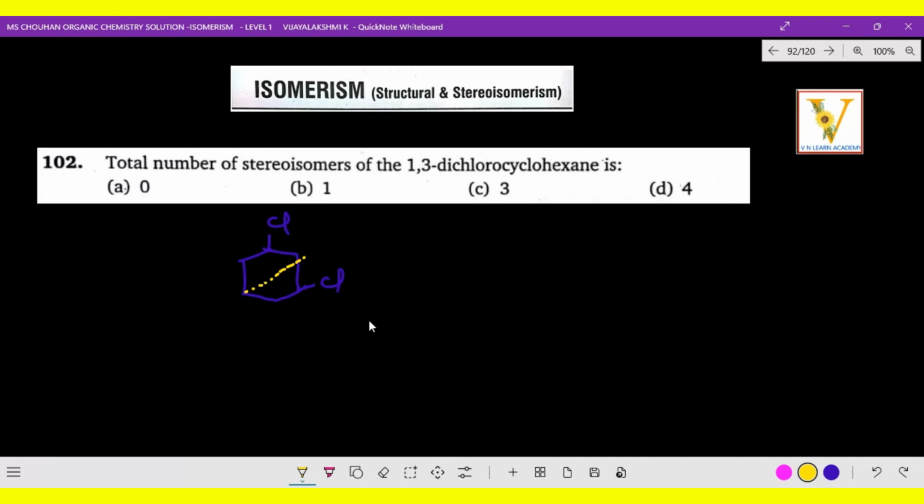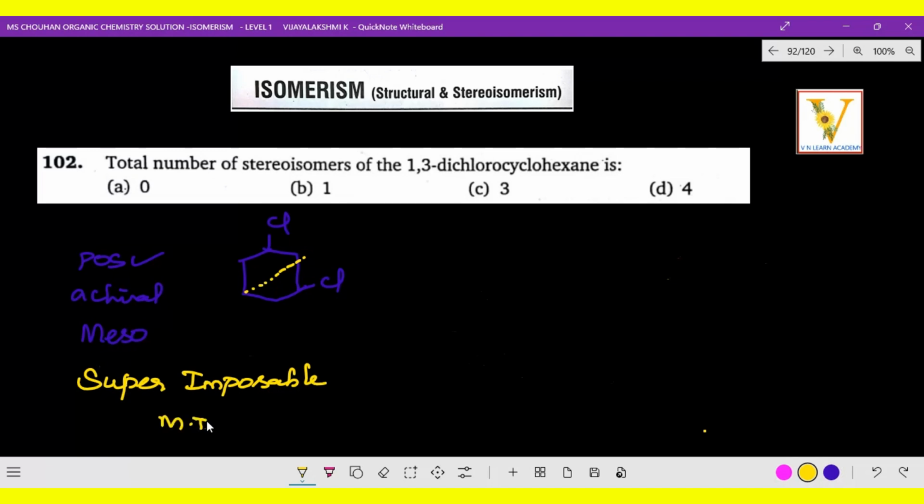It is meso because here a plane of symmetry is present. A plane of symmetry present means it is achiral, and achiral means 100% it is meso. Meso means it is a superimposable mirror image, and it does not show optical activity. Let us go for another stereoisomer.